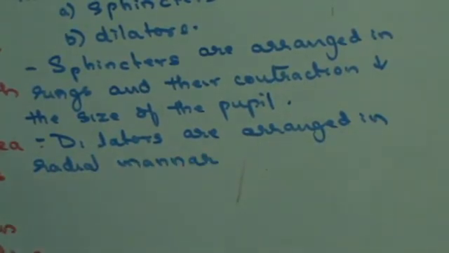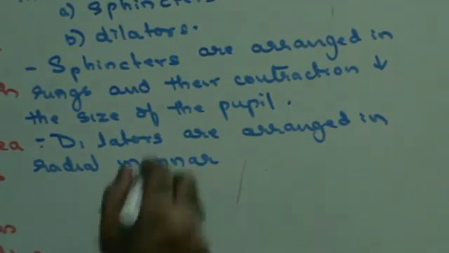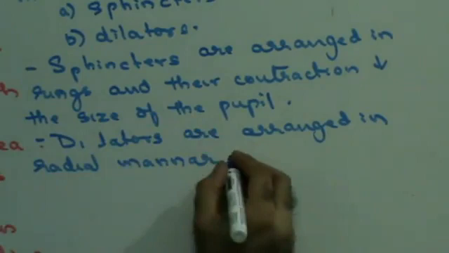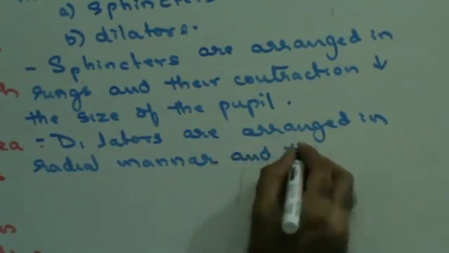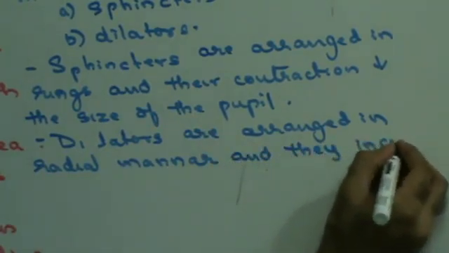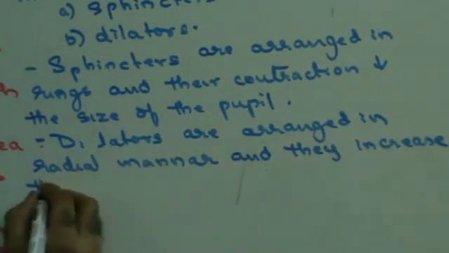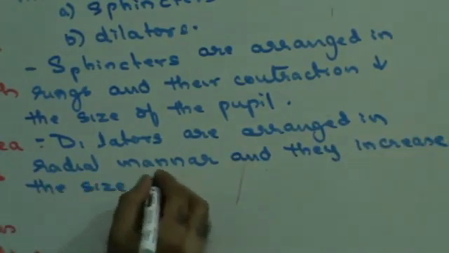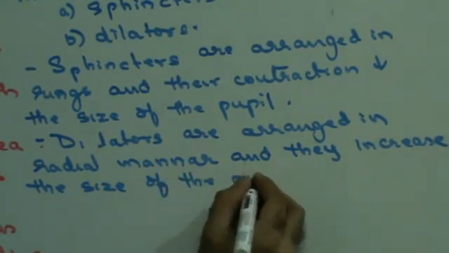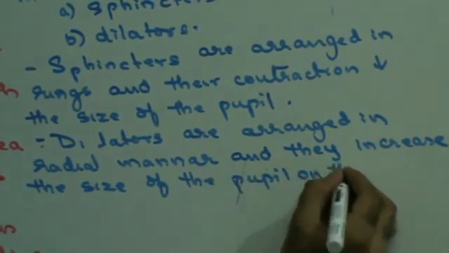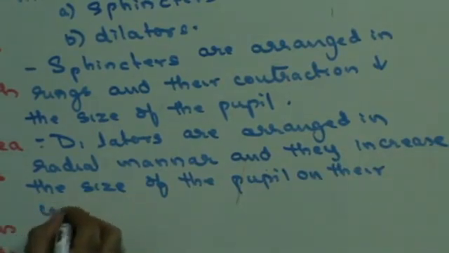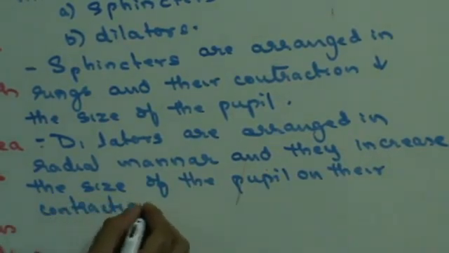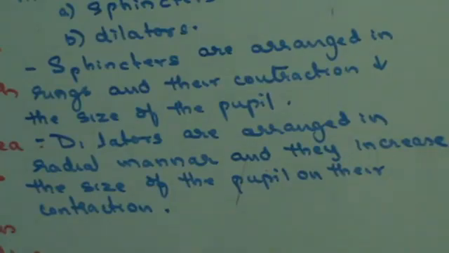The dilators are arranged in a radial manner, and they increase the size of the pupil on their contraction. So the sphincters decrease the size of the pupil, whereas the dilators increase the size of the pupil, right?